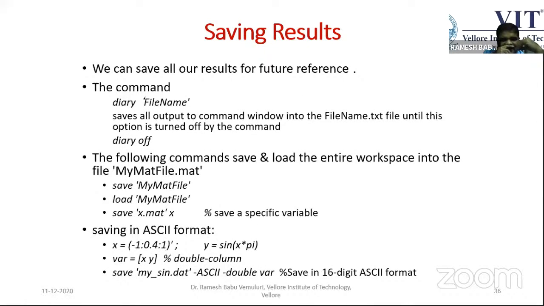Now, saving results: how can we save this? You can give some file name, and it will ask which directory you are keeping it in. A file named .txt will save as a notepad file, whereas an .m file will save as .m. We can even save in ASCII format, .mat, or .m file. So these are the file formats available.